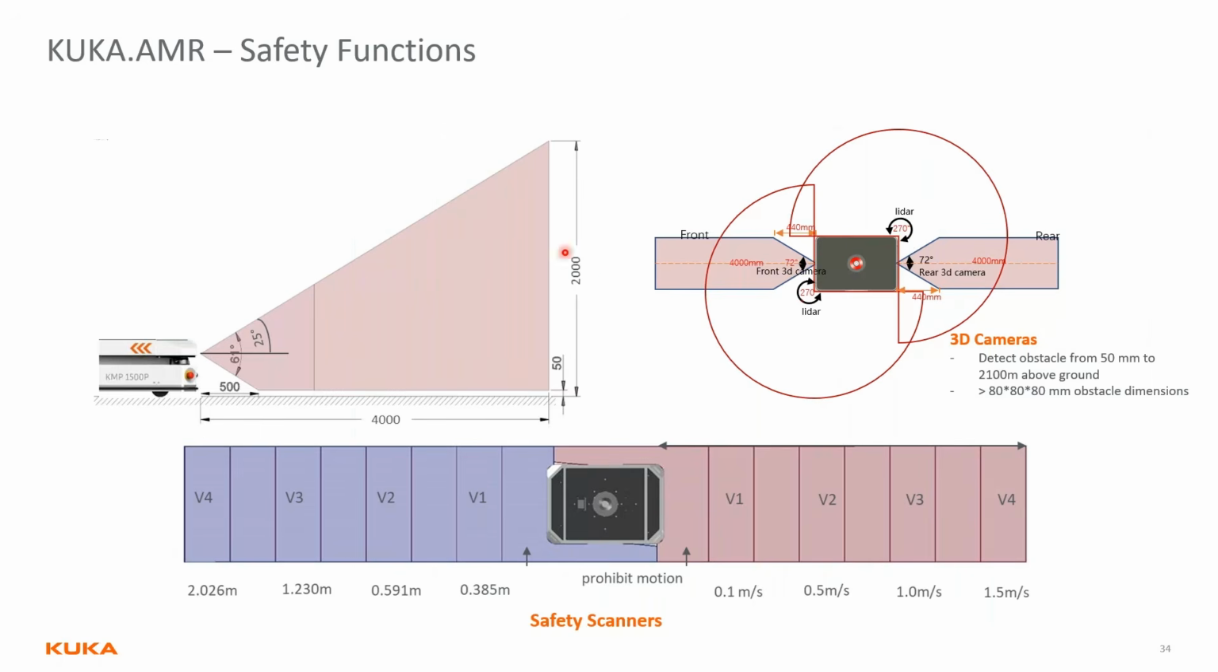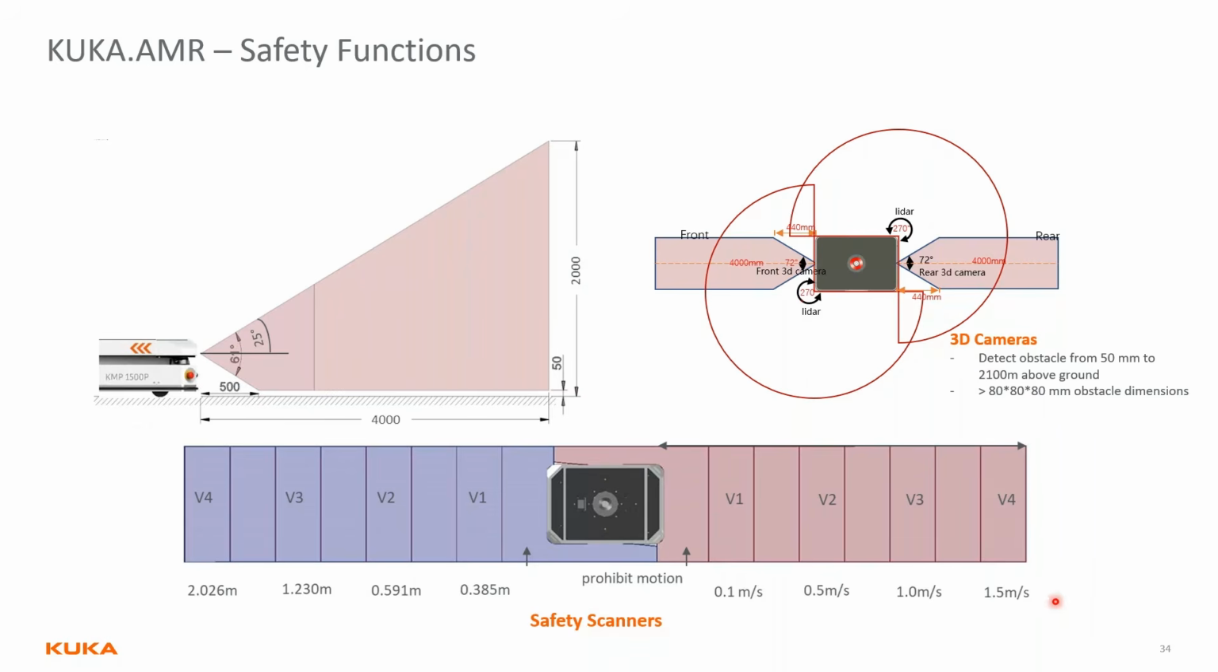So if we combine the scanners and cameras, this is what they will look like. The camera goes up to 2,000 millimeters roughly, so around 6.1 feet. This is the angle. This is what it will be monitoring basically. This is the FOV. And you also have your scanners, so the 360 view between the two scanners. It is also important to mention that the 3D cameras can only detect an 80 by 80 by 80 millimeter obstacle dimension. So anything smaller than that, we cannot detect.